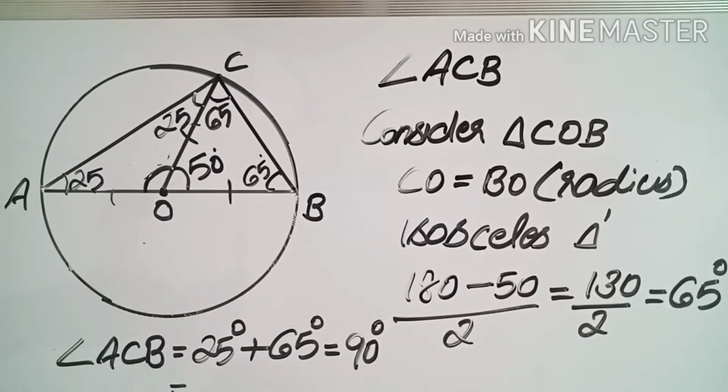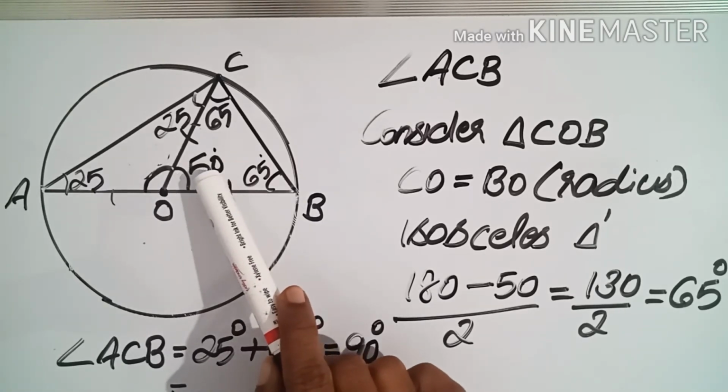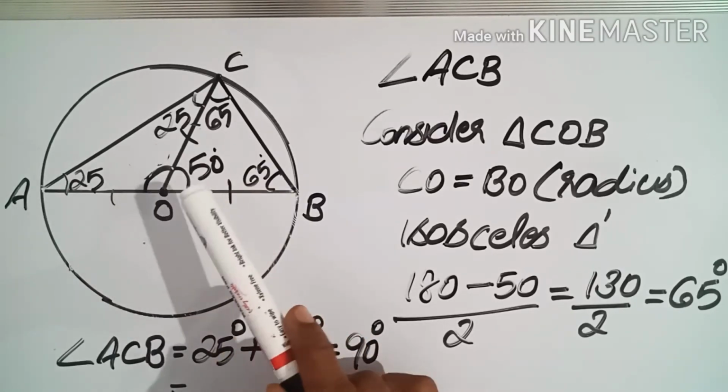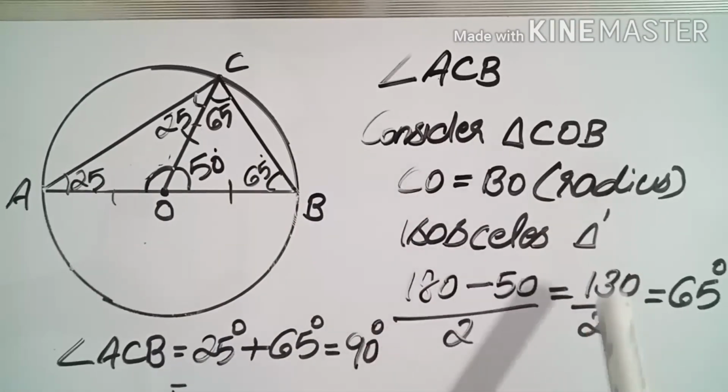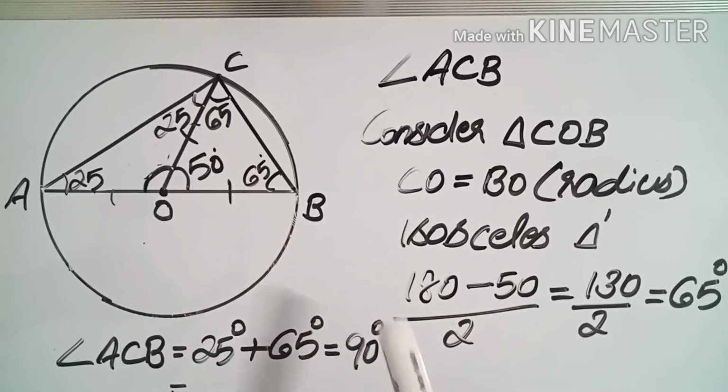Now in the second sub question you need to change this angle. That means instead of 50 degree you need to take another angle like 60 or 70, and by doing the same procedure you need to check whether the answer is the same like this 90 degree. So try to check this.